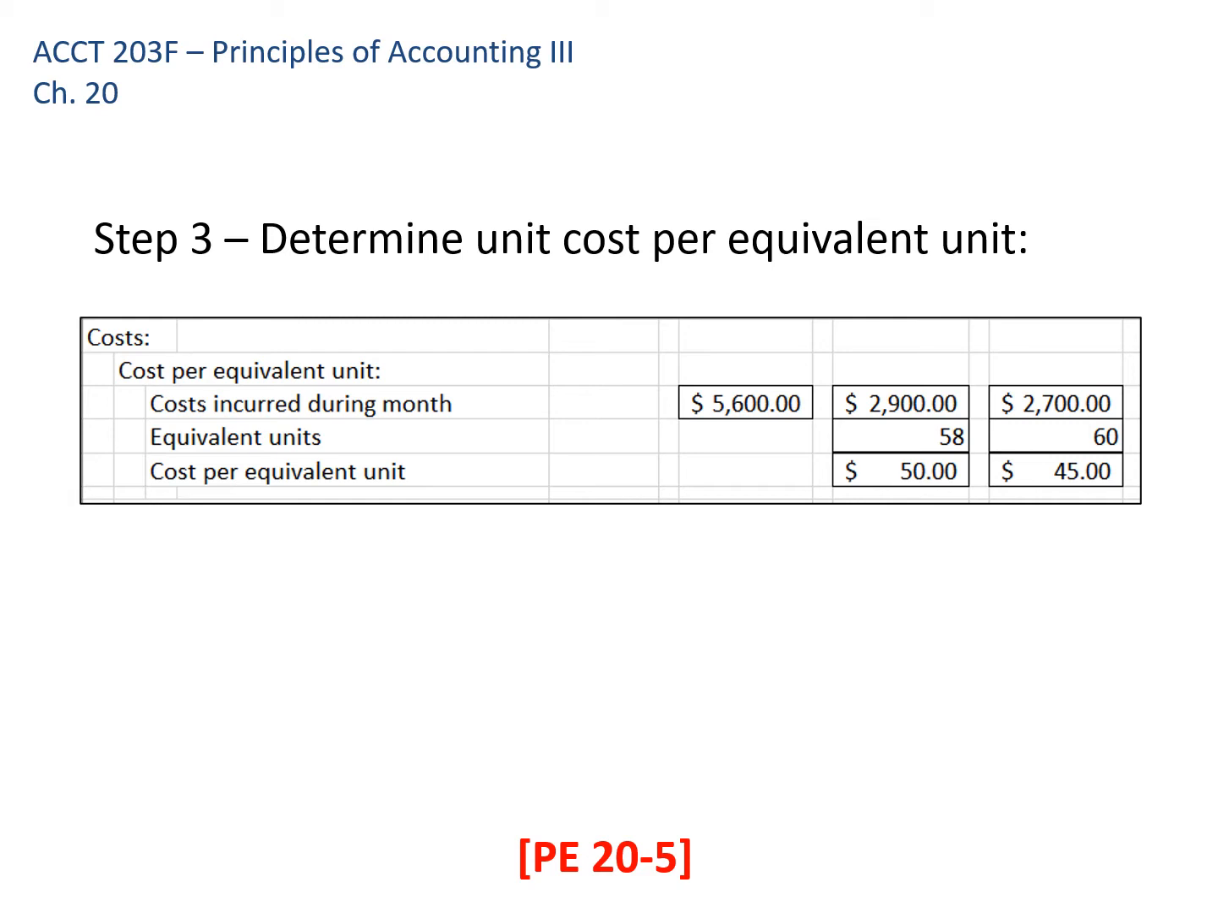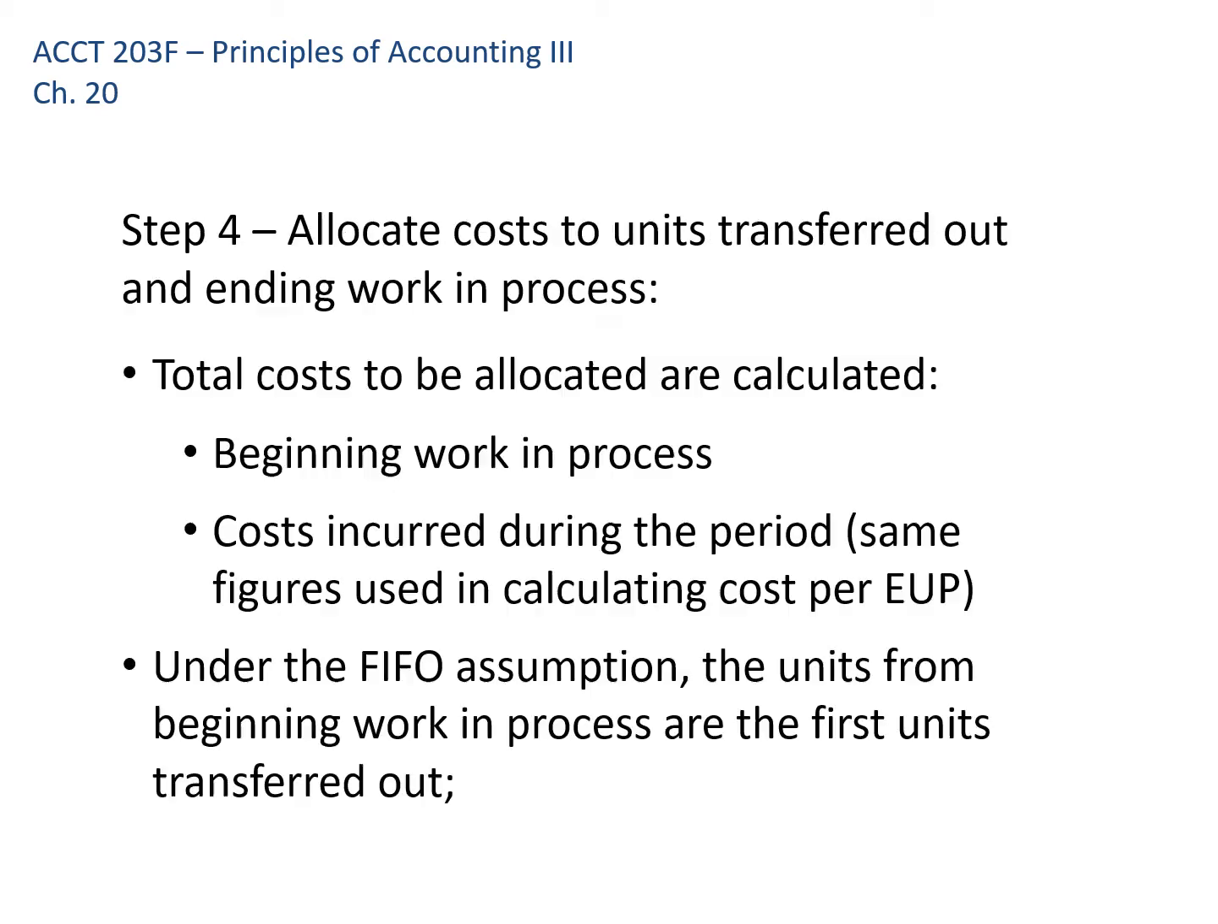Step 4, the final step, is where we're going to apply that information to what was transferred out and what we still have remaining on our workbenches in work in process. So the first thing I need to do in allocating the cost is I need to look at the total cost to be allocated. That's the cost that I inherited at the beginning of the month in my beginning work in process. So what costs were included or associated with all of the goods that were partially done at the beginning of the month, and then how much cost did I add to that? How much was incurred during the period?